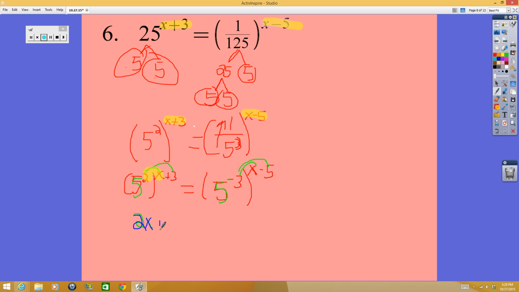Then I've got a plus. 2 times 3 is going to give me 6. Equals. Sorry, I forgot to do that. Ta-da! Let me worry about this side now. Negative 3. Don't forget about that negative. Times x is going to give me negative 3x.